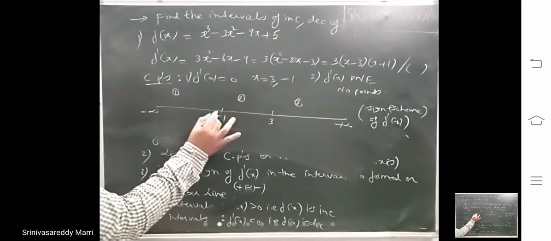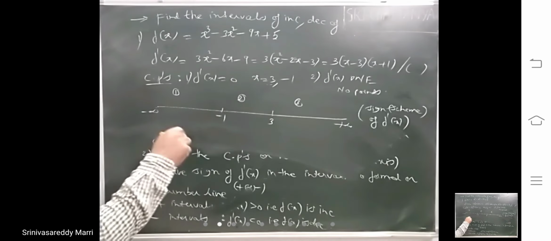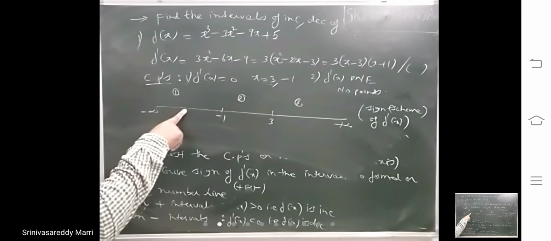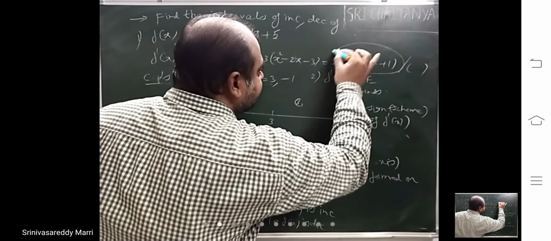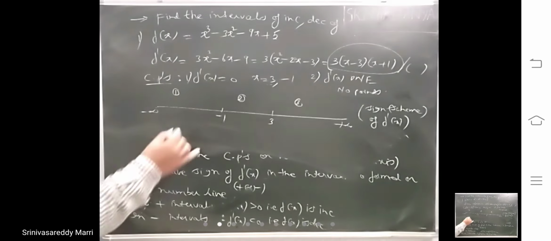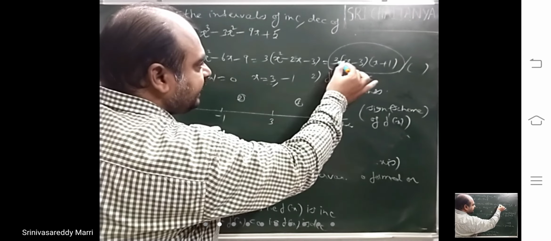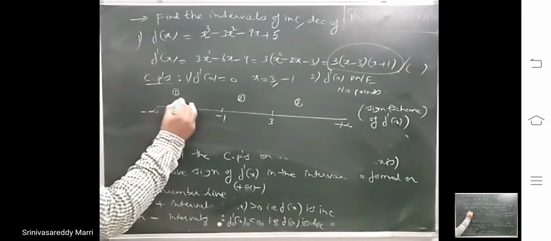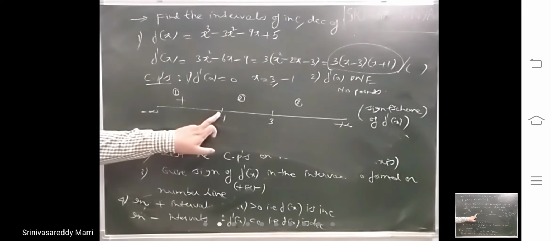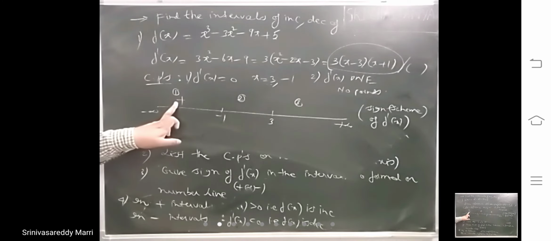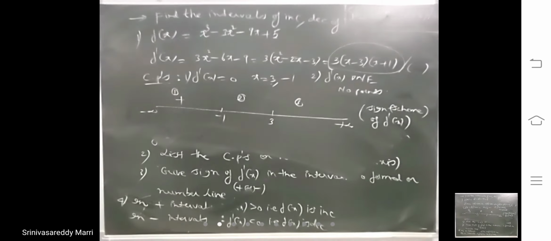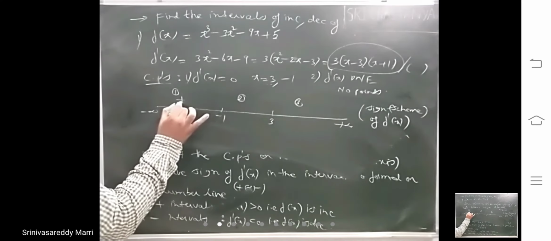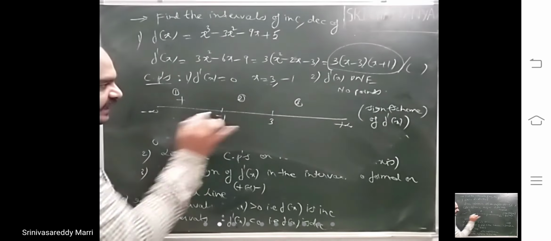Look at minus infinity to minus 1. Take one number except minus 1, minus 2 let us say, and substitute in f dash x to see whether it is positive or negative, just like the wavy curve method. Substituting minus 2, this is 3 into minus 5 into minus 1, which is positive. So in this complete interval, f dash x will be positive. Any value you take, say minus 3, gives 3 into negative into negative, positive. So any value from here to here, the derivative is positive.